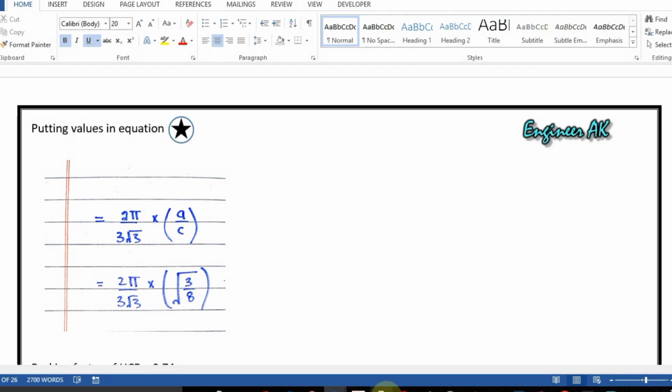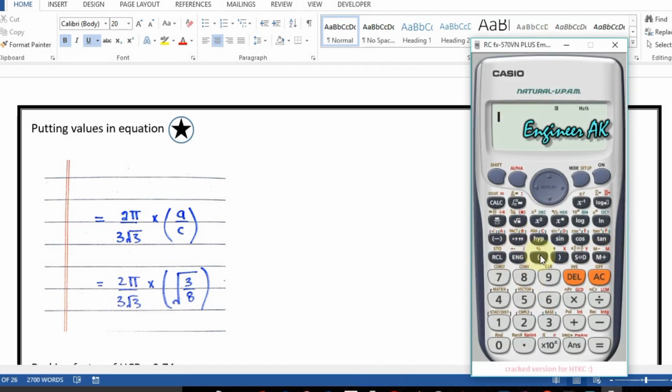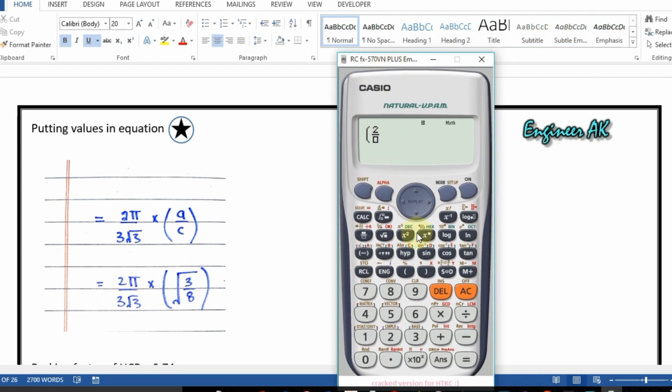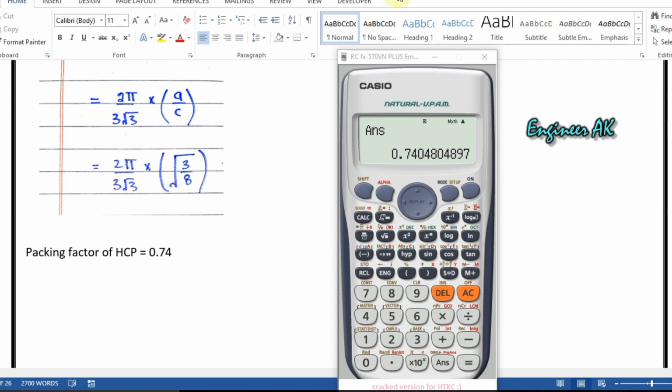Now let's plug in these values in the calculator to check what the answer will be. So 2 pi divided by 3 under root 3, multiplied by the whole under root 3 by 8. So here we go. The packing factor of the HCP comes out to be 0.74.